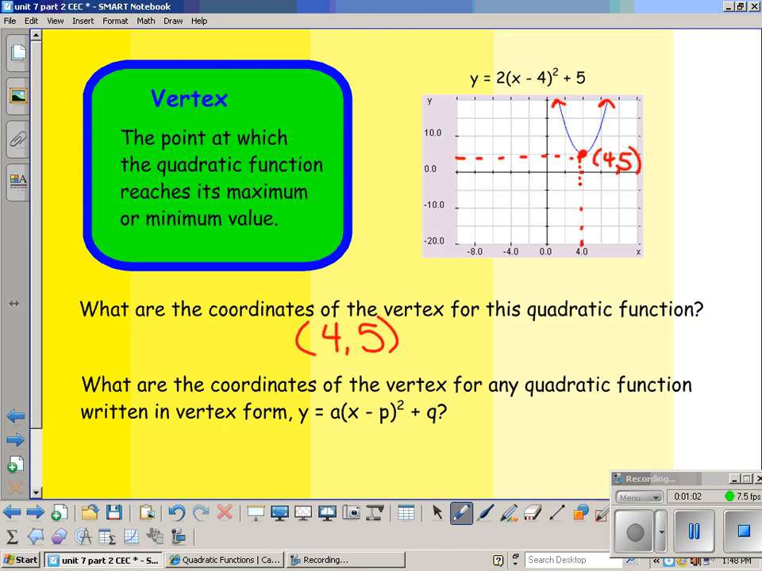Do you see a relationship between 4, 5 and the equation of the quadratic function? And this quadratic function is written in vertex form, which hopefully you will recognize. Vertex form gives you the vertex right in the equation. Notice it is your (p, q). So in any equation written in vertex form, the vertex of the parabola will be (p, q).